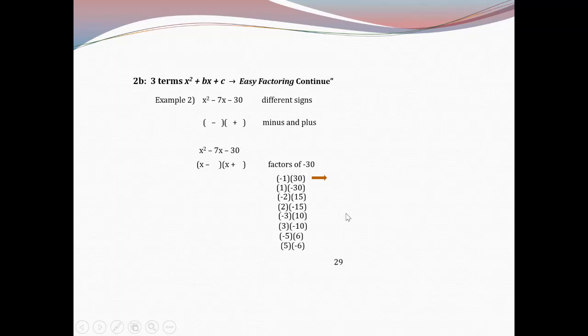What's negative 1 plus 30? 29. What's 1 minus 30? Negative 29, right? And so forth. Negative 2 plus 15 will give you 13. 2 minus 15 will give you negative 13. Negative 3 plus 10 will give you 7. 3 minus 10 will give you negative 7. Negative 5 plus 6 will give you 1. And 5 minus 6 will give you negative 1. Where's my match? Right? Negative 7. So my match will be the 3 and the negative 10.